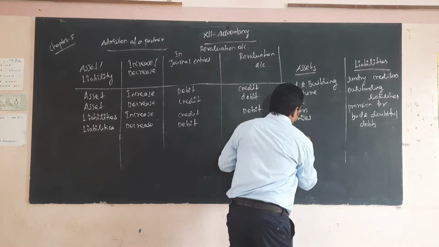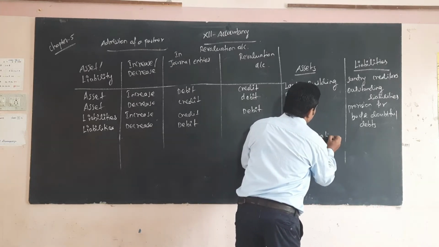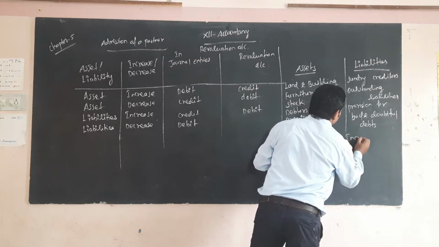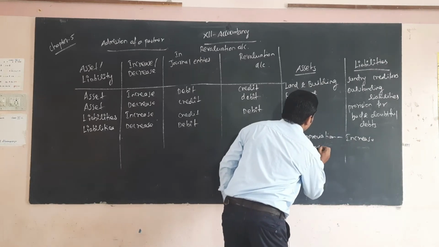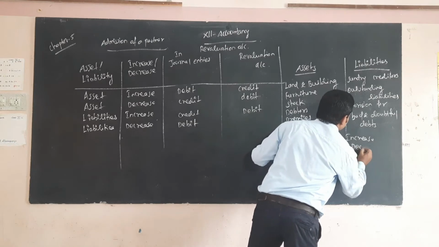Written off. Appreciation is called increase. Appreciation means increase. Depreciation means decrease.